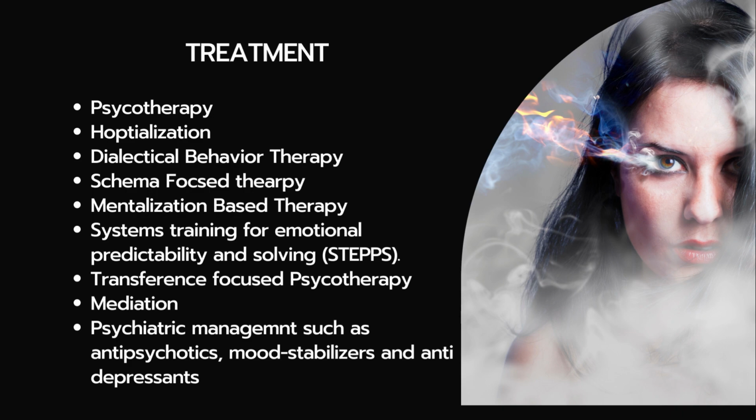Finally, there's systems training for emotional predictability and problem solving, STEPS. It's considered a 20-week treatment that involves working in groups that incorporate family members, caregivers, and friends, or any other significant person that's important for you. It's usually used in addition to psychotherapy and other forms of counseling.